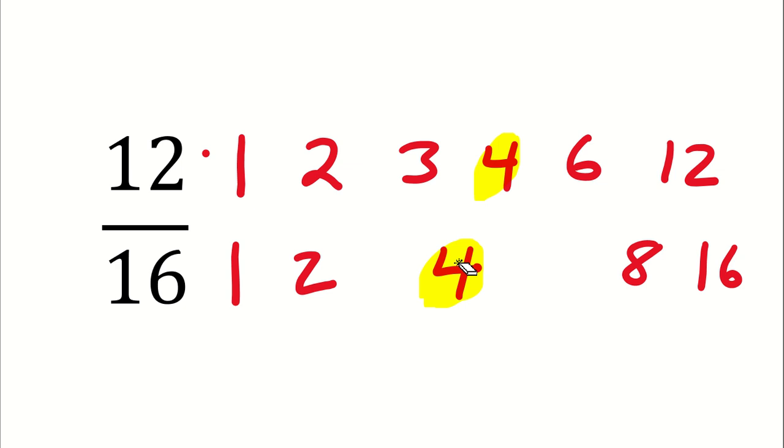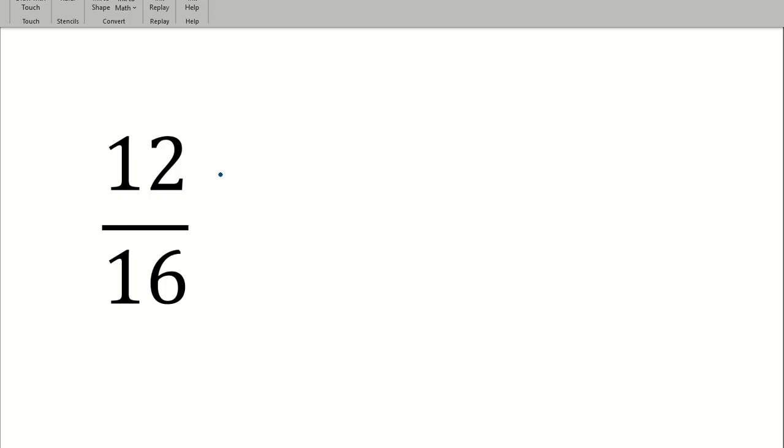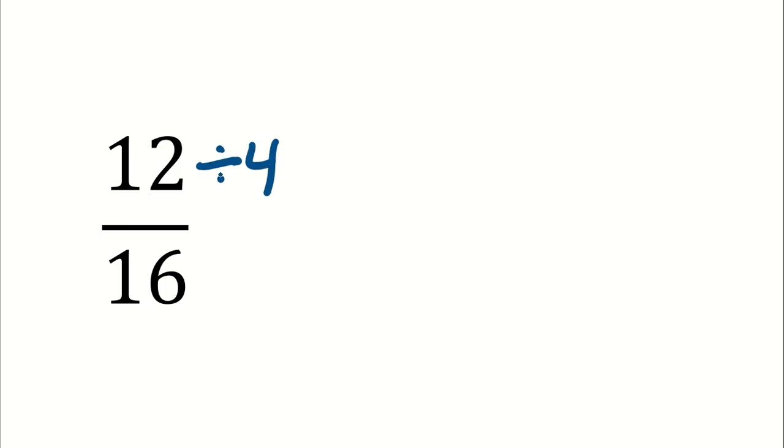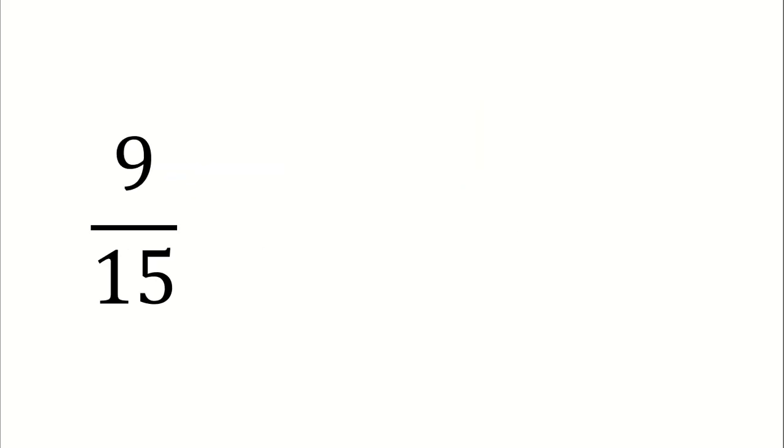So we're going to divide the top and the bottom number by 4 to simplify the fraction. So let's do it. We got 12 divided by 4 is 3, and 16 divided by 4 is 4. Thus, this simplifies to 3/4. Let's keep going. Now we have 9/15. First step, put the factor pairs. 1 times 9 is 9, and 3 times 3 is 9. Now let's do the factor pairs of 15.